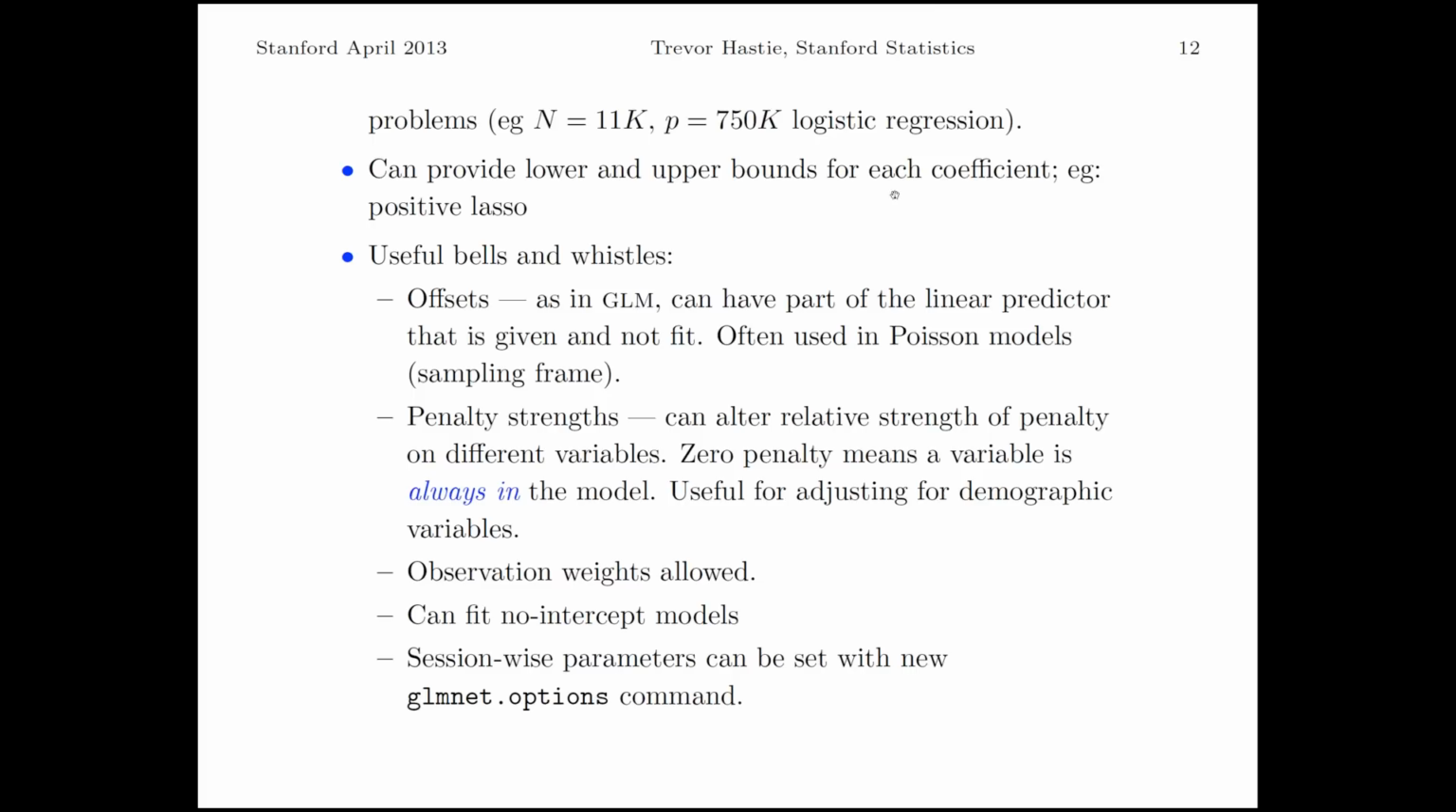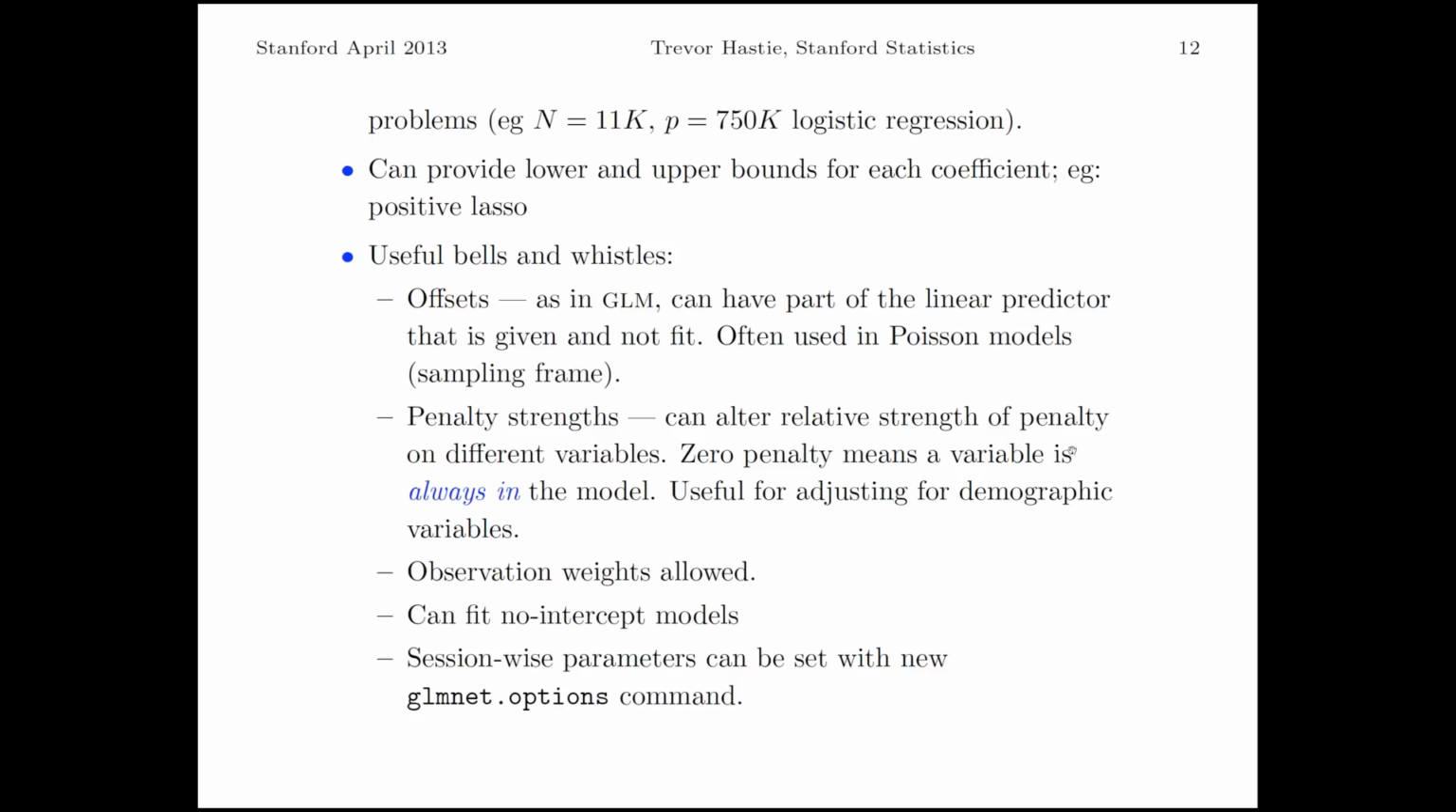We can provide lower and upper bounds for each coefficient. So for example, if you want to fit a positive lasso, you can do it. Some other useful bells and whistles: offsets. For certain GLMs, it's nice to be able to have offsets, so you can have a part of the linear predictor that is given and not fit. This is often used in Poisson models, where you use an offset to specify the sampling frame.